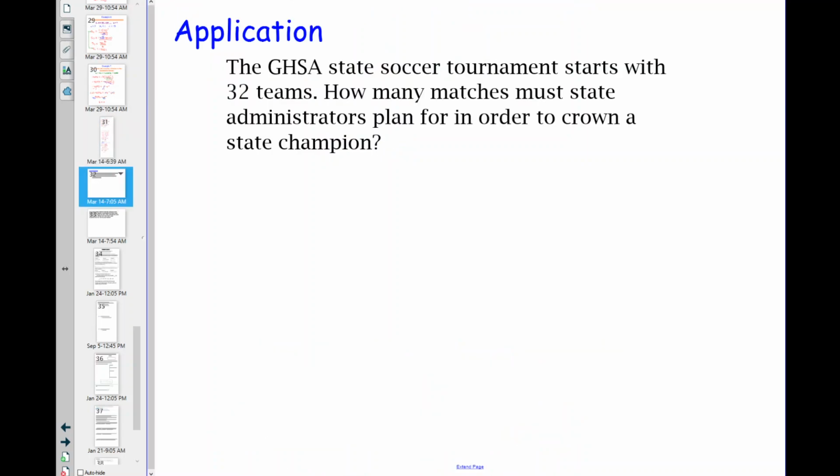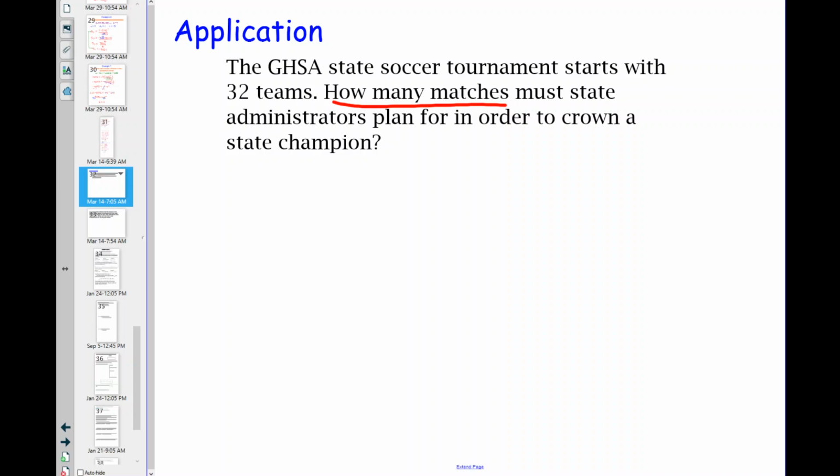The GHSA soccer tournament starts with 32 teams. How many matches must state administrators plan for in order to crown a state champion? Yeah, so there might be more than one way to do this. This is the way I approached it last time. We're looking at matches, and they want to know a sum. I wish they would have used the word total, but we're looking for total matches, so it's a sum.